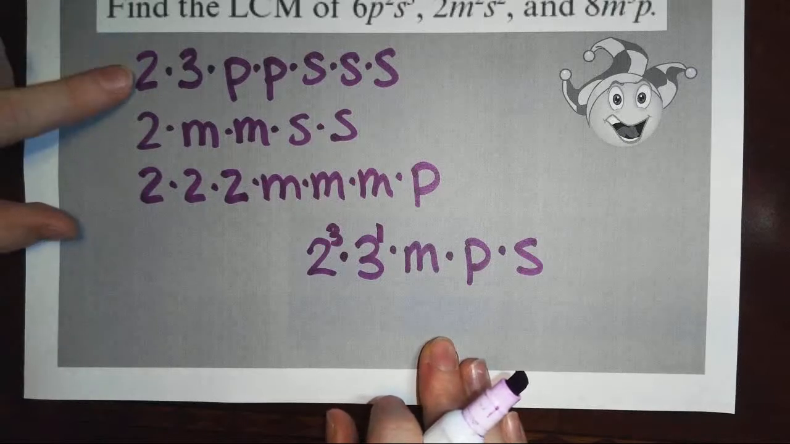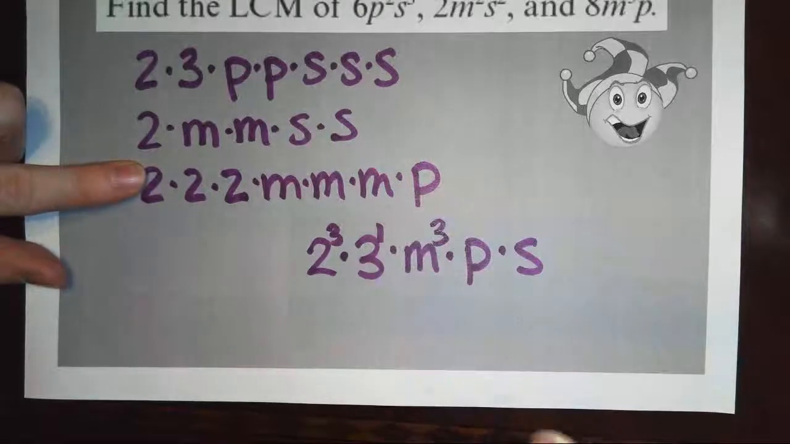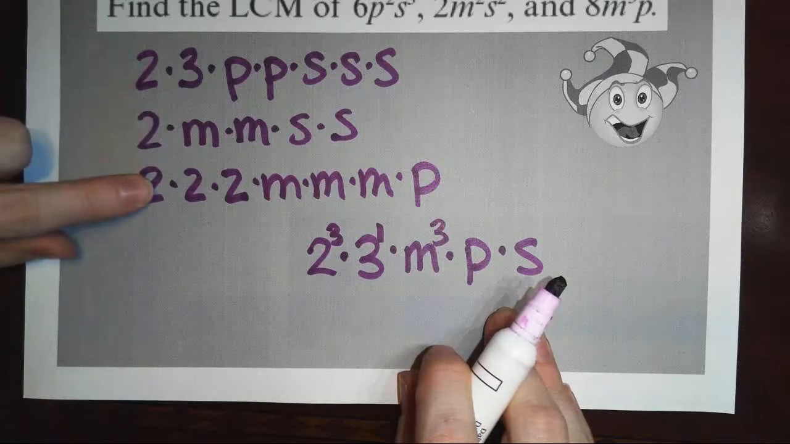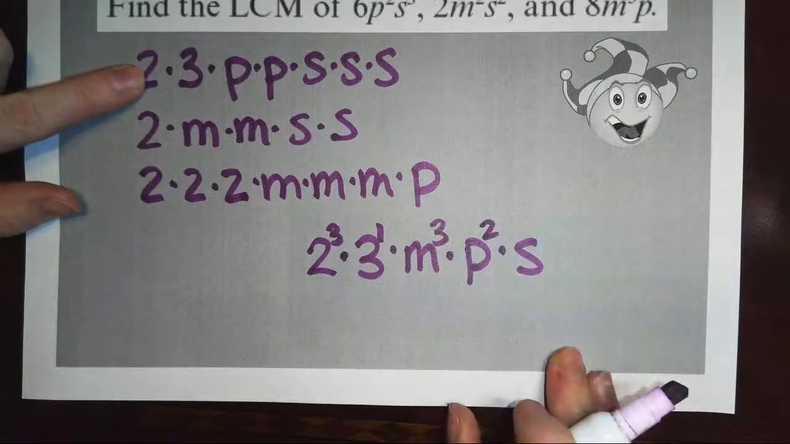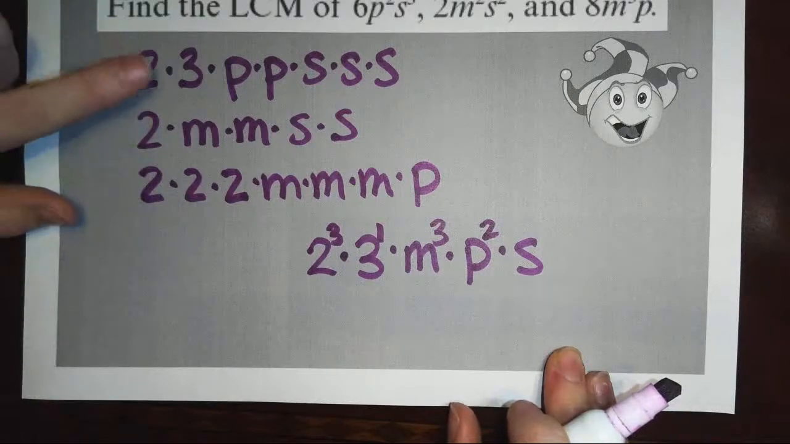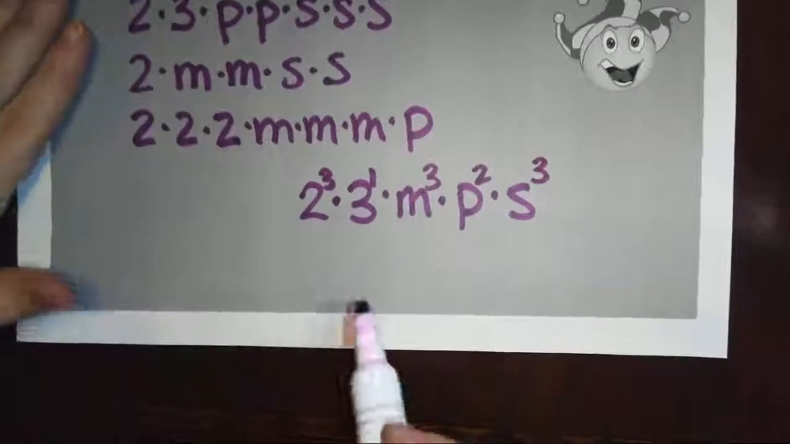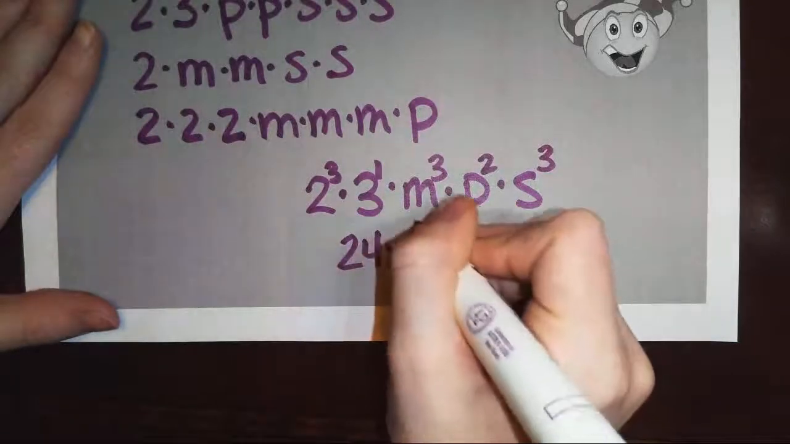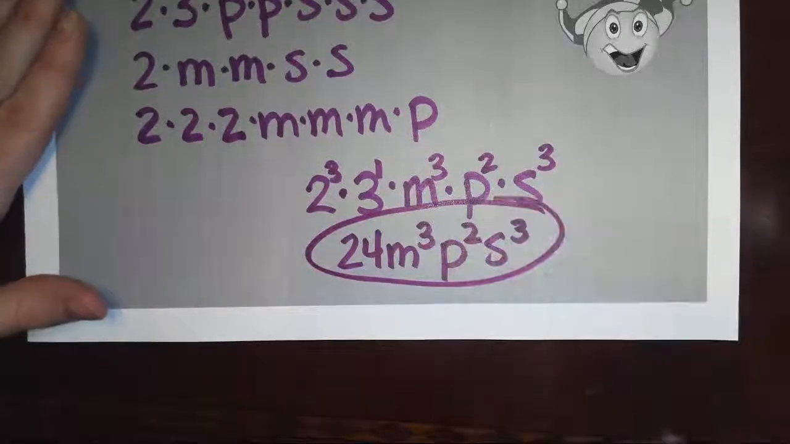M is used 0 times here, twice here, and 3 times here. 3 is the most, so we'll use 3. P is used twice in the first one, 0 times in the second one, and once in the third. Since twice is the most, we'll use 2 of them. And S is used 3 in the first term, 2 in the second, and 0 in the third. Since 3 is the most, we will use 3. Now we simplify this. 2 to the third is 8, and 8 times 3 is 24. And then we have m to the third, p squared, s to the third. And that is our least common multiple.